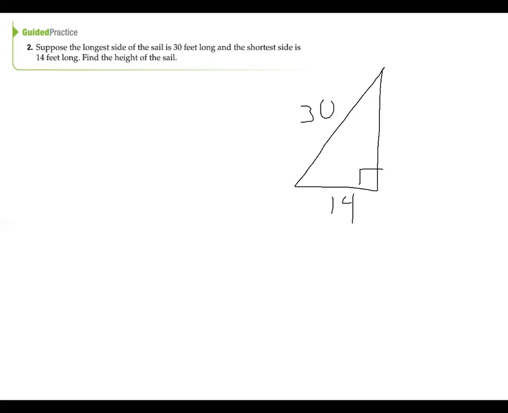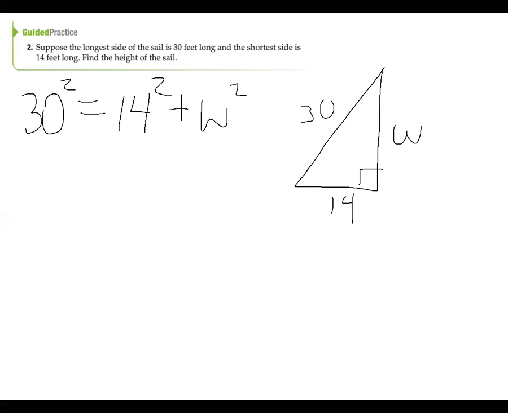We can call this side W. Doesn't matter what you call that side. Just as long as one of the sides is 14, one of the legs, and one of the other legs is the variable, you'll be fine. Because it's always the hypotenuse squared equals the sum of the squares of the other two sides. You know 30 has to be the hypotenuse because they said it's the longest side. And you know 14 is one of the legs because they said it's the shortest side.